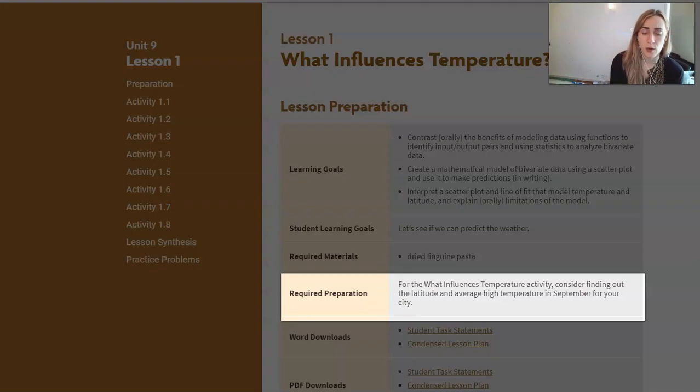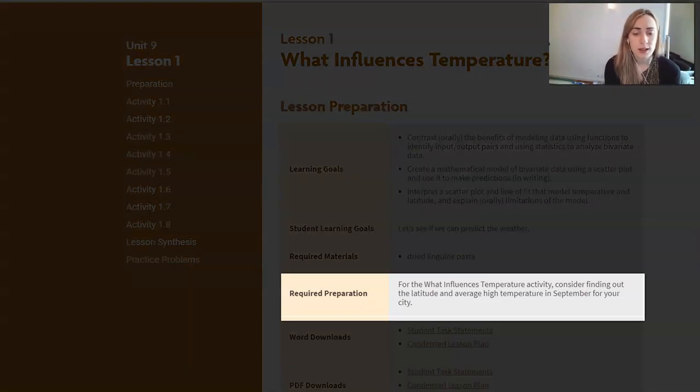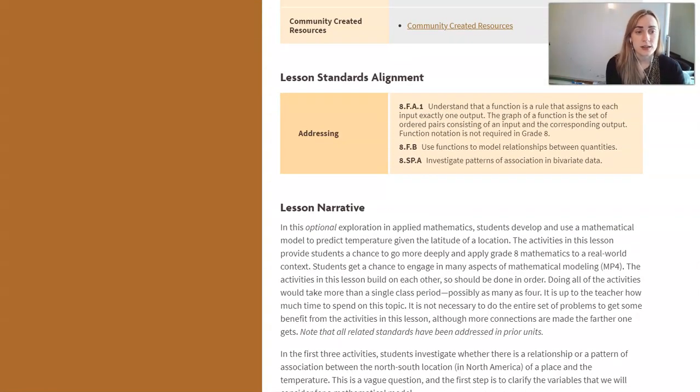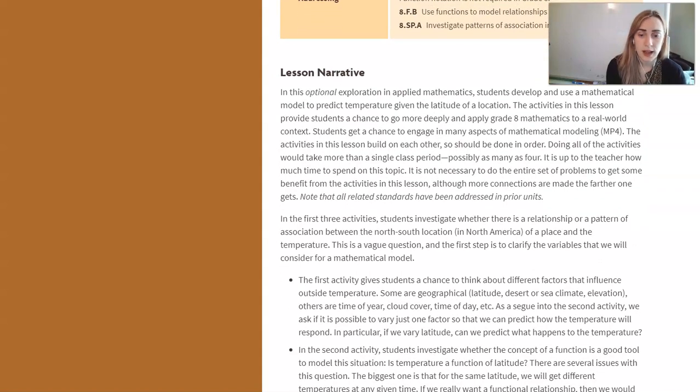So you want to look at the required preparation. For the what influences temperature activity, it's important to find out the latitude and average high temperature in September for your city, so for New York City for us. You can also move down and see the standards that this project is aligned to, so you can see it pulls from the function standard as well as the statistics and probability standard of investigating patterns of association and bivariate data.